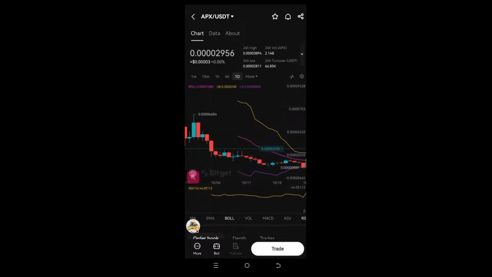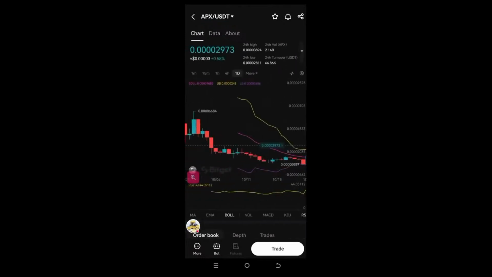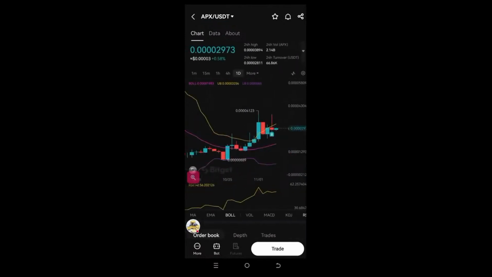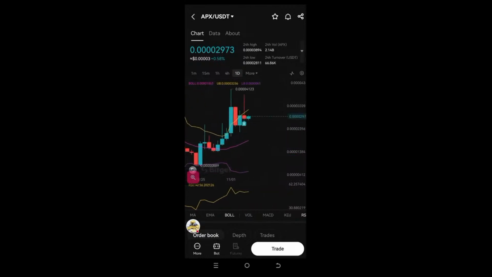No, it's not actually a new coin. APX is not exactly... is it a new coin? It is a new coin, but it's not as new as the other ones. But look at it, because this is where it started from. It's not going further, so it's actually still a new coin. It's probably just less than a month or thereabout.